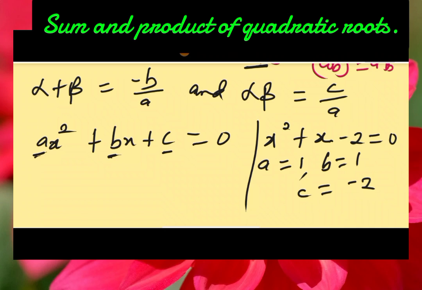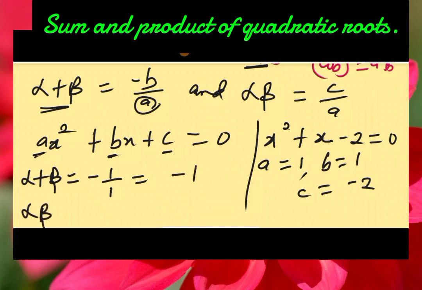Very good. So, sum of roots, minus b over a, will give us, what is b? 1. That will be minus 1 over 1. And a is also what? 1. And this is minus 1. Good. Then product of roots, alpha beta, which is c over a. And what is c? c is minus 2. And what is a? 1. This will give us minus 2.